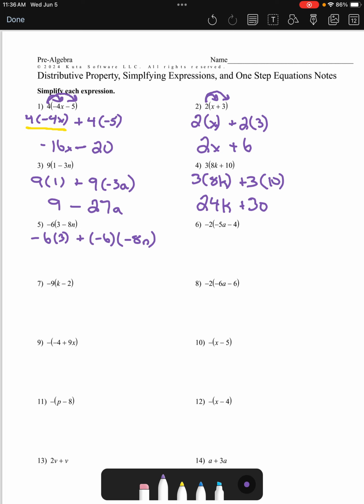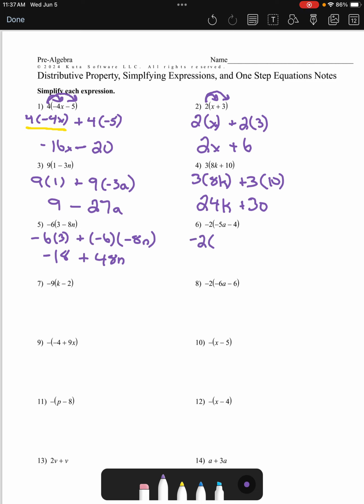Let's run this multiplication. Negative 6 times 3, different signs, means we're going to have a negative value, and that is 18. Then we have negative 6 times negative 8n. Both of these are negative. And when we multiply two things that have the same sign, we get a positive result. So we will have a plus sign here. And now we multiply. 6 times 8 is 48, and the n is brought along.